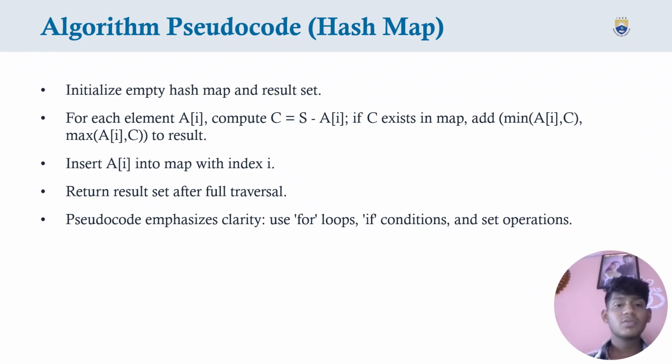Algorithm pseudocode. Initialize an empty hash map and results set. For each element, compute c is equal to s minus a_i. If c exists in the map, add the pair to the result. Insert a_i into the map with index i. Return the result set after full traversal.